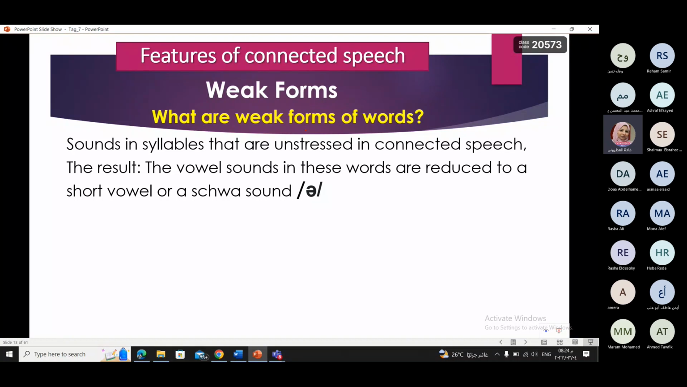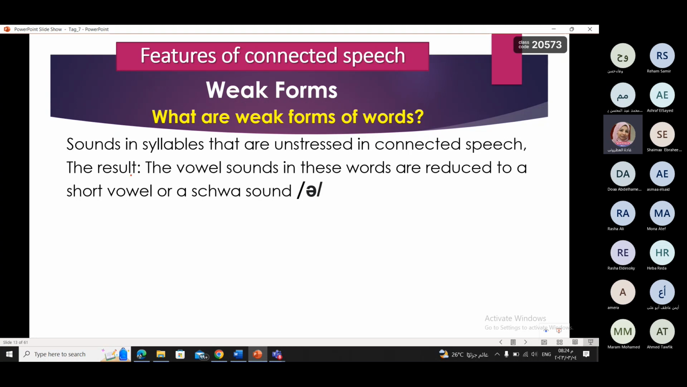But if we have a whole sentence, some words are weakened, some words are pronounced unstressed because they have what we call the weak forms. What do we mean by weak forms? It means sounds in the syllables that are unstressed in connected speech. So when we speak connectedly, in a chaining way, some sounds in syllables are unstressed because we speak naturally and very fast.